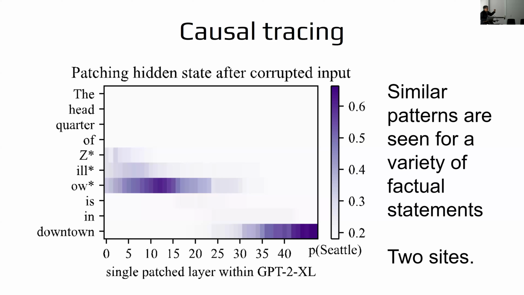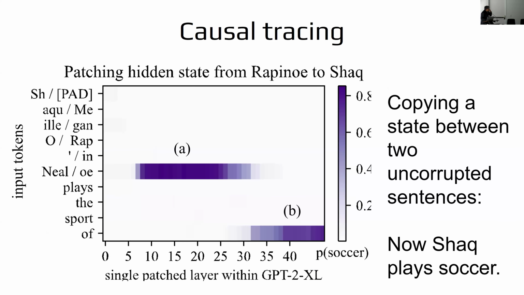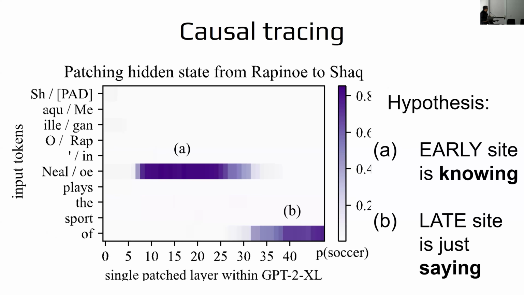You see this repeatedly with all sorts of different types of sentences, such as the headquarters of Zillow is located in Seattle. You can do this experiment in different ways. Instead of injecting noise as the second setting, you can swap to a different sentence or a different word and try to swap the neural states between different distributions, and you see a similar kind of effect. This is transforming Shaquille O'Neal plays a sport to Megan Rapinoe. So now it thinks that Shaquille O'Neal plays soccer if you bring over the right state.